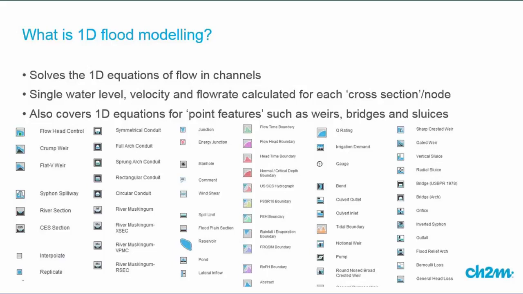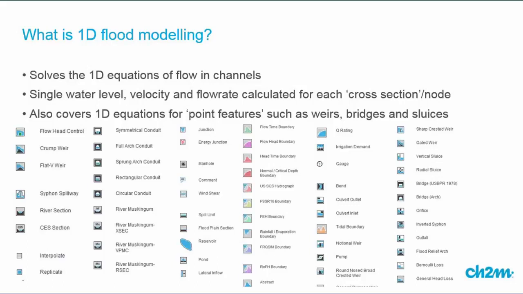And when you're looking at these 1D equations, essentially you've got a single water level, velocity and flow rate calculated for each cross-section or node in the model. That's for the river parts and the channel parts of it. Then there's also a great range of other features in the river and potentially on the floodplain that you may want to include, and you can model these using 1D equations for these point features.